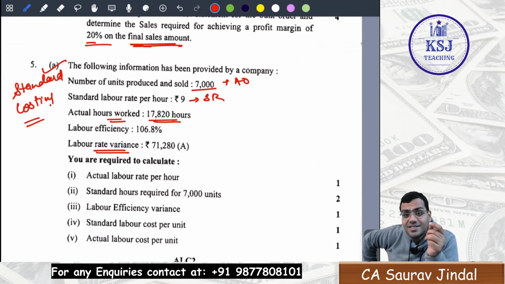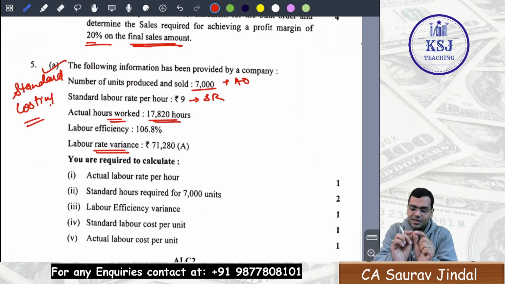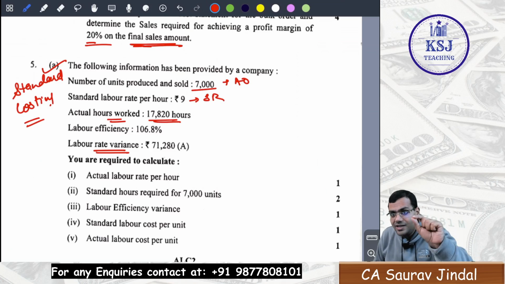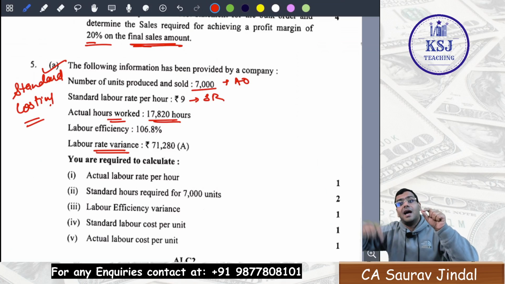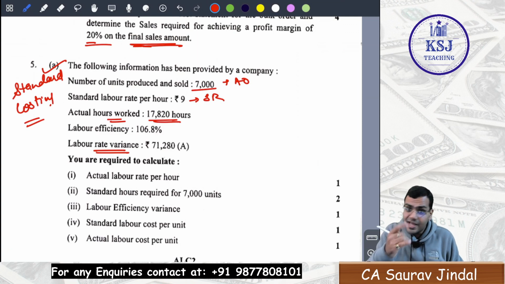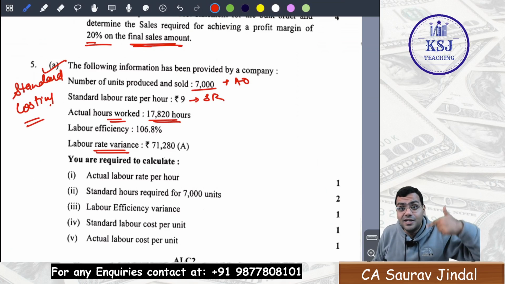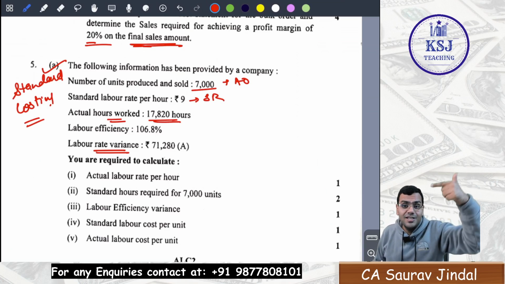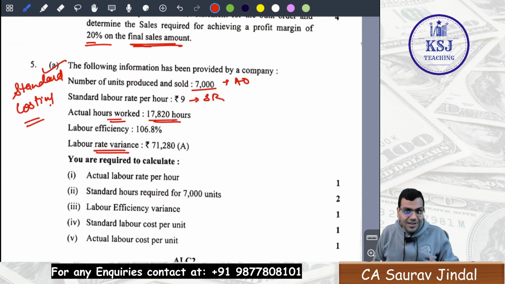The only thing is, sir, what to do with the efficiency? Now, just imagine one thing, just the basic thing, sir, efficiency is higher than 100%. So tell me, the standard hours for the actual output will be higher or less than the actual hours? If the efficiency is more than 100%, the standards should have been less or more. He is taking more time than the standards, or he is taking less time than the standards. If the efficiency is more than 100%, sir, the actual time is less than the standard.